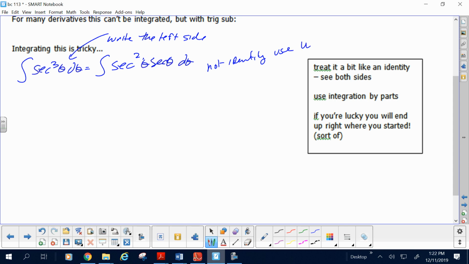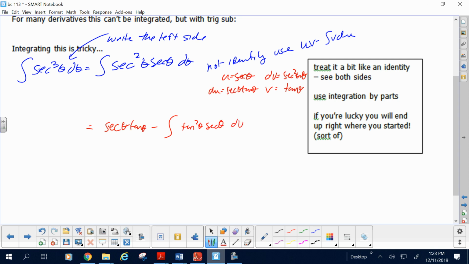Not identity. Use integration by parts. Now that's not totally counterintuitive, because secant squared does lend itself pretty well to integration by parts. So what shall we let u equal? Secant, and dv, secant squared, and therefore du, secant tangent, and v, tangent, all right? So this then becomes uv, secant theta tangent theta, and the integral of v du is tangent squared secant. Are we good?